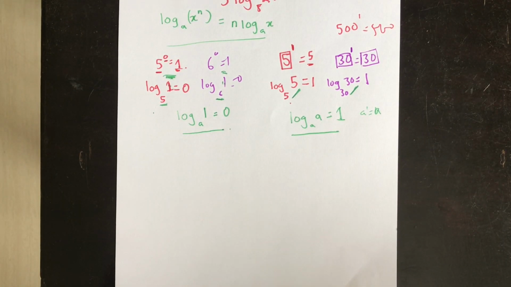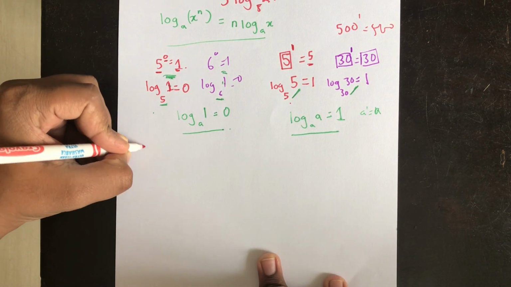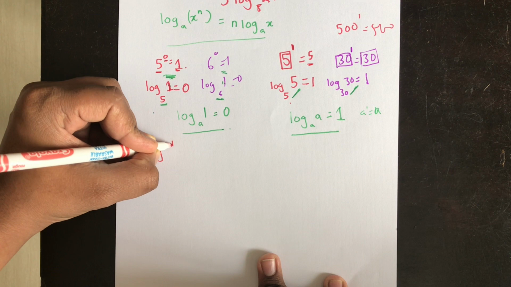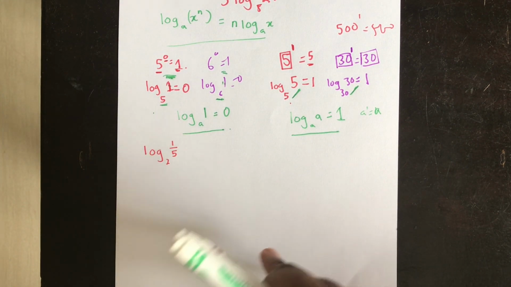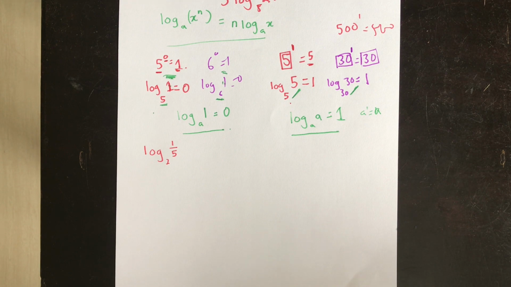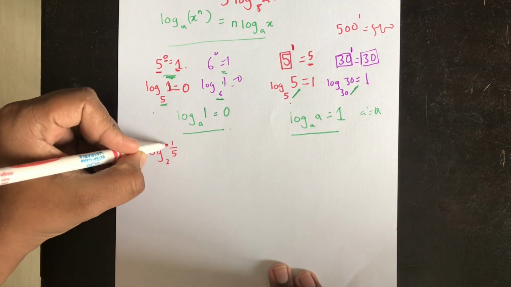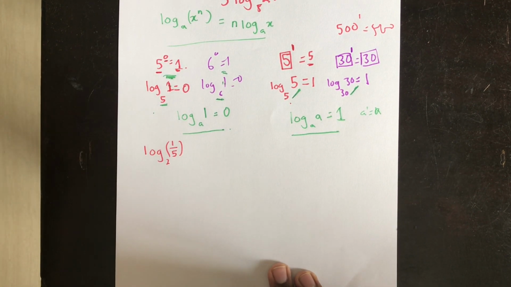Now I think that this will be the last rule you will need to remember for logs whenever dealing with these types of equations. Suppose I have something like log 1 over 5 to the base 2. How will I solve this? So this is very simple to do. It actually looks a bit complicated, but it's actually very simple.